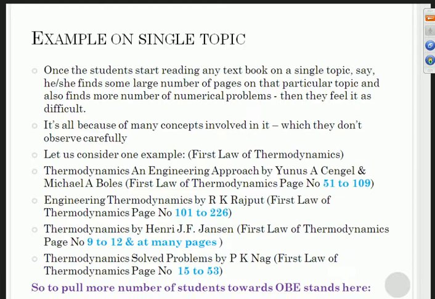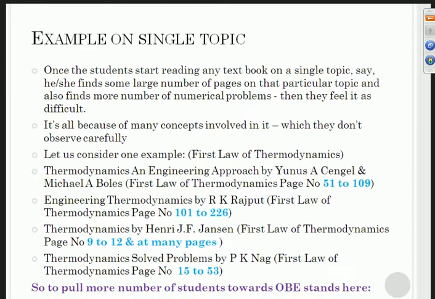Let us consider one example, that is the first law of thermodynamics. Take some textbooks, how this topic has been addressed, in how many pages. Let us go through here. Firstly, when you take Thermodynamics: An Engineering Approach by Yunus Cengel and Michael Boles, the first law of thermodynamics starts from page number 51 to 109, 50 pages. An average student, when he sees this many pages, will read 3 or 4 pages and then leave it as such.